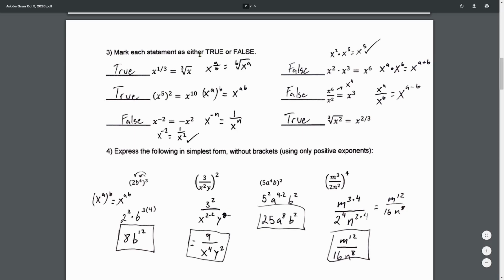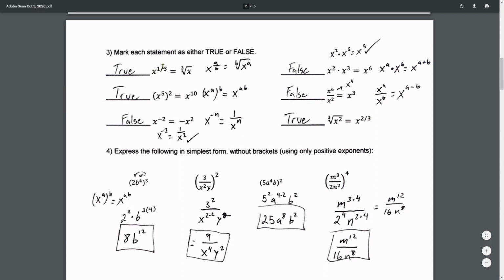Okay, for number 3, we're asked to mark each statement as either true or false. As you can see, I've also written down the properties or rules that correspond to these types of problems. Again, you're only going to get better if you memorize these and practice them. The more you practice, the more you'll be able to recognize them. So let's start with this first one.